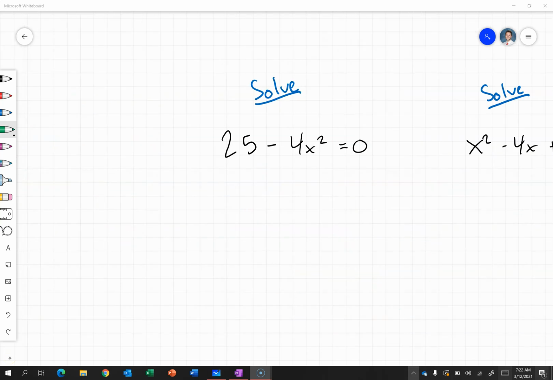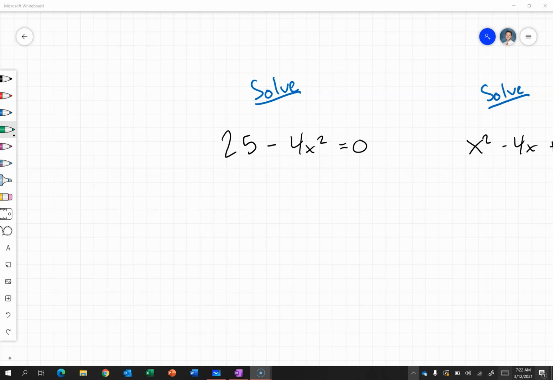So now we'll go ahead and look at this next one, and you'll see this time it says solve, and we have our polynomial 25 minus 4x squared equals 0. So because it is set to 0, we can actually factor this and then solve for x once we have done it.